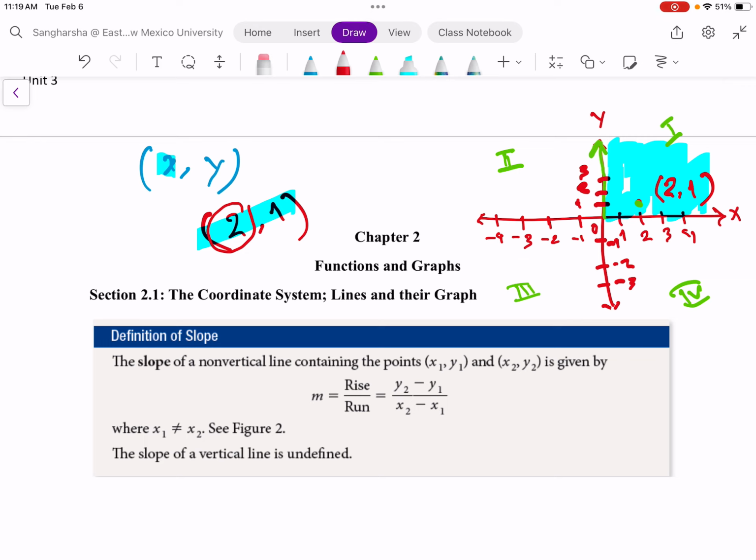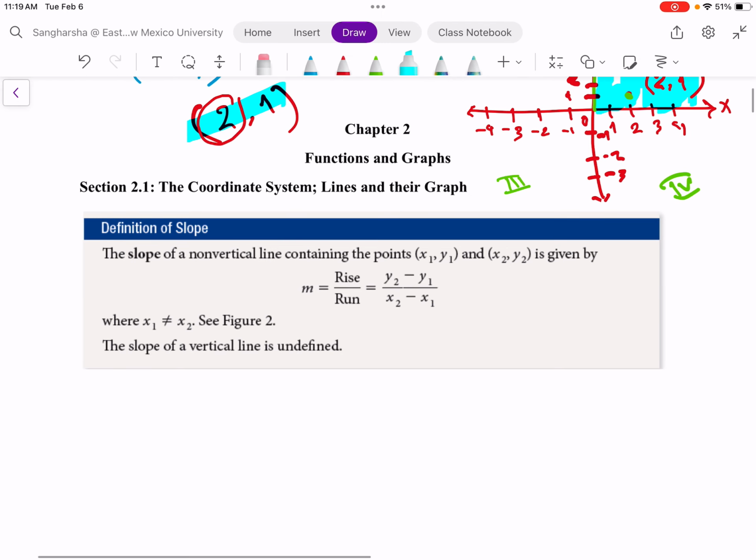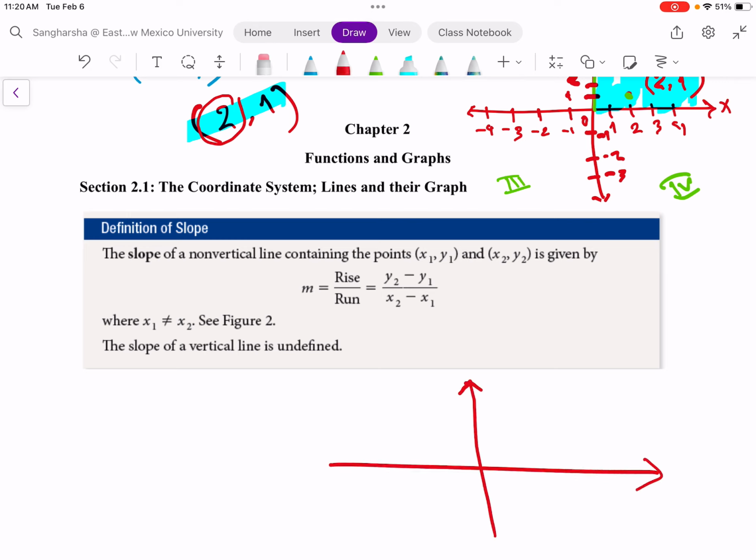So it tells about a point, how far the point is from the y-axis. Okay, so we have a point. Let me draw one more time. So here we have a coordinate system, and we need to plot a point (2, 1). We need to locate this point.